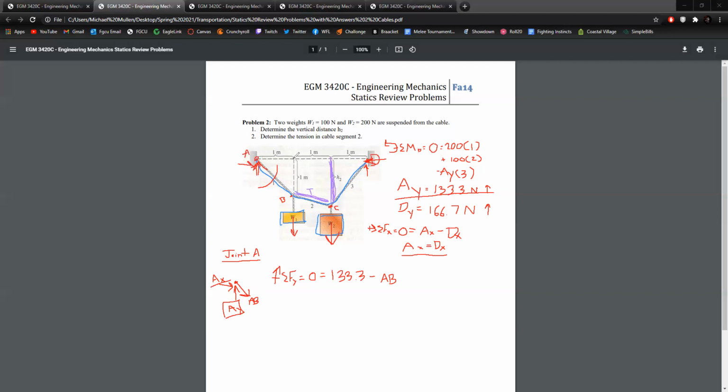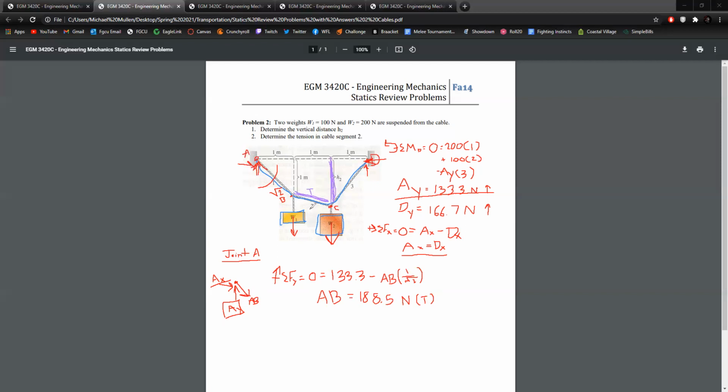It's a 1 for horizontal and 1 for vertical, so that means this diagonal is square root 2, because 1 squared plus 1 squared is 2, and the square root of that is square root 2. So our ratio is going to be 1 over square root 2. And that's all of our forces in the y direction here. So AB is going to be equal to 188.5 newtons. And we get a positive answer, so our assumed tension is correct.